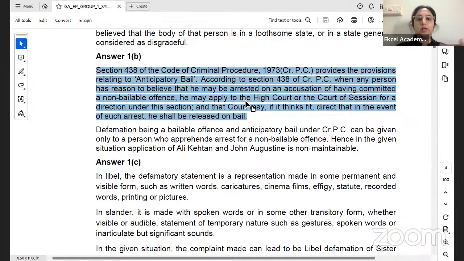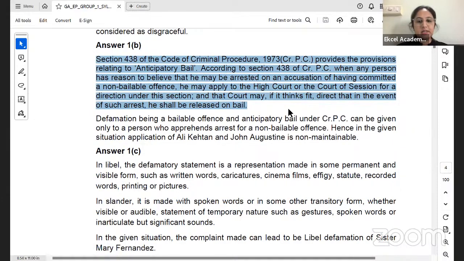So you are first telling what is anticipatory bail in the first paragraph. Okay, so he may apply to the High Court or Session Court for a direction under this section, and the court may, if it thinks fit, grant it. Just because you have applied, it will not be approved or given. So if the court thinks fit, they will grant it. They can direct that in the event of such arrest, he shall be released on bail.